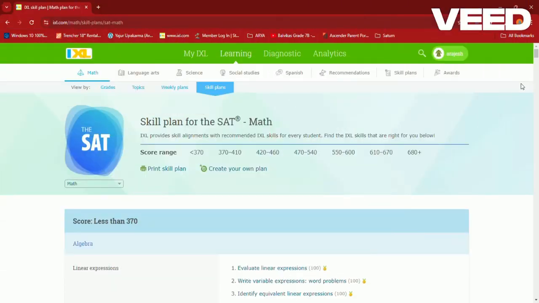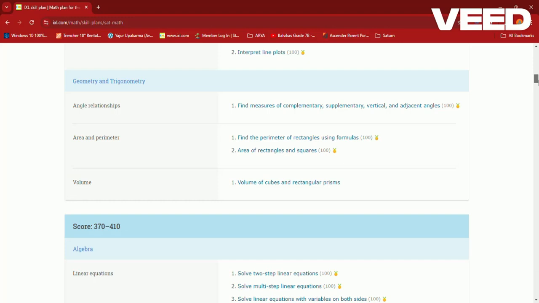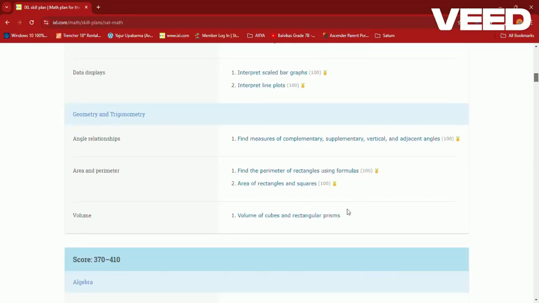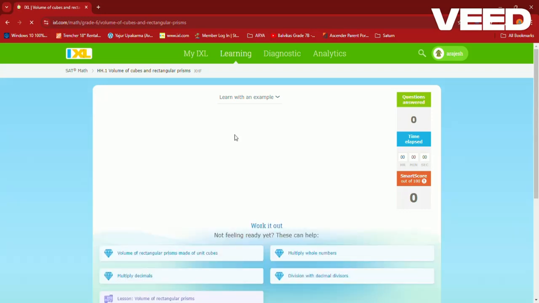Previously, we have done 1-30, we're going to do 1-31. And it's our final lesson in this category, which is less than 370. So let's not get too cocky. 1-31 is going to be volume of cubes and rectangular prisms. So let's get to it.